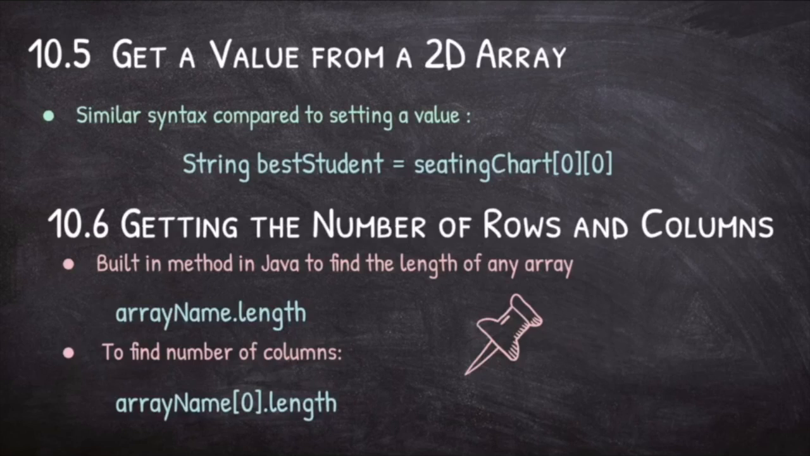For getting the number of rows and columns, there's actually a built-in method in Java to find the length of any array. So the method is arrayname.length. And to find the number of columns, you would simply need the length of the values inside a specific row. So that is why we're going to be using the brackets and the index 0 for the number of columns in the first row.